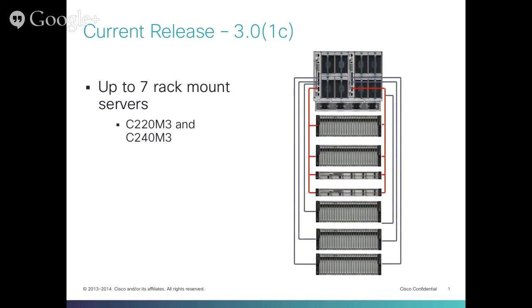Next, we have the scalability port. The scalability port again gives you an additional 4 10 gig ports, so that means you can connect an additional 4. So it gives you a total of 7 rack servers that you can connect into Mini today with the current software release. The servers that we are supporting for direct connect into Mini today are the C220 M3s and the C240 M3s.